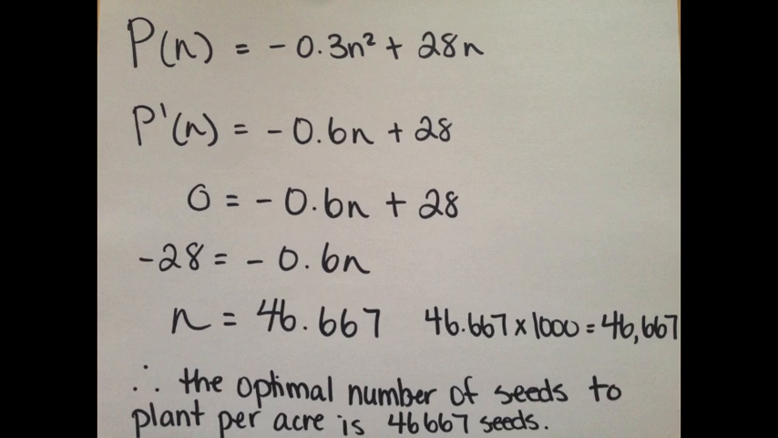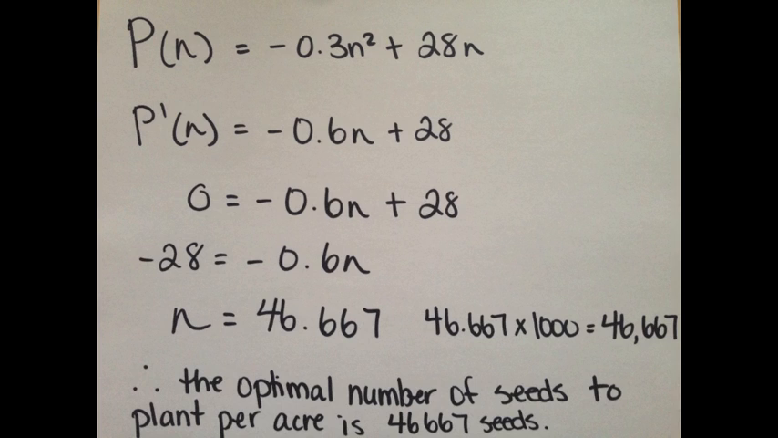28. In the end, the derivative of P(n) is equal to negative 0.3 n squared plus 28n should equal P prime n is equal to negative 0.6n plus 28. Now that we have the derivative, we set the equation equal to 0 and solve for n. First, you bring over the plus 28, making it negative 28 is equal to negative 0.6n. Then you divide both sides by negative 0.6, leaving us with 46.667 is equal to n.